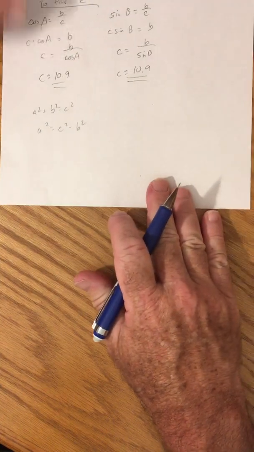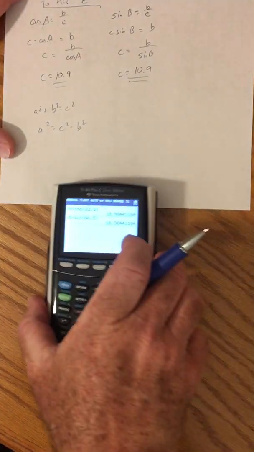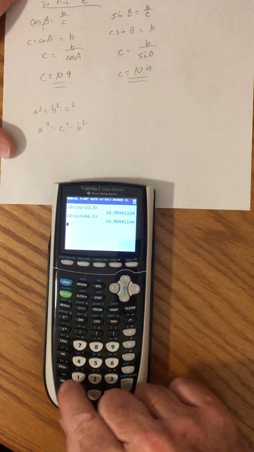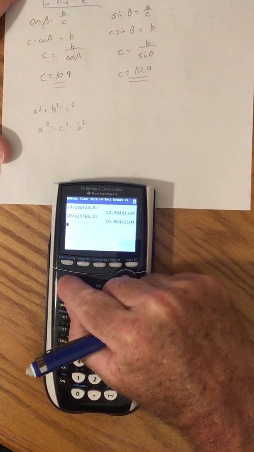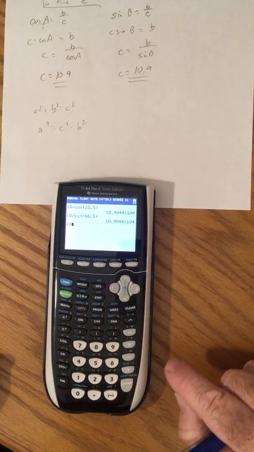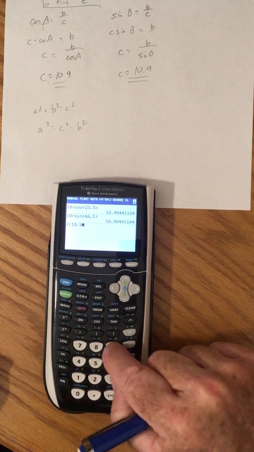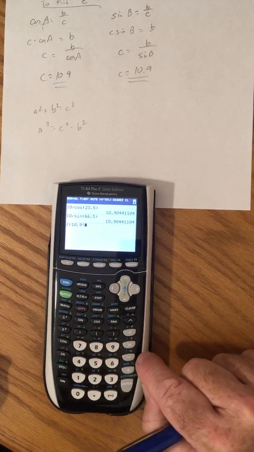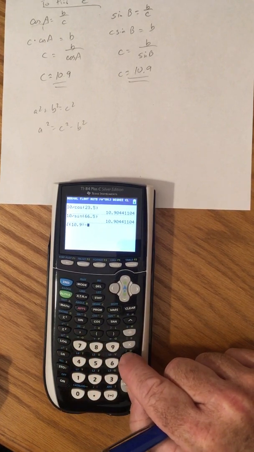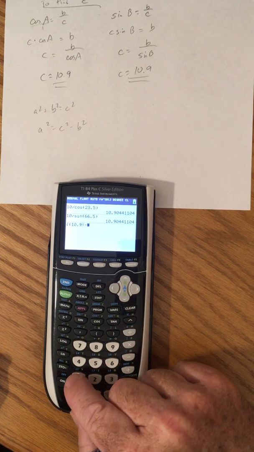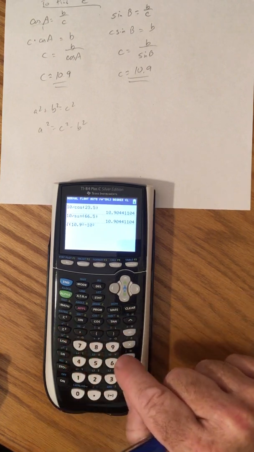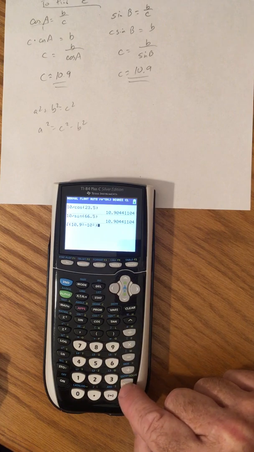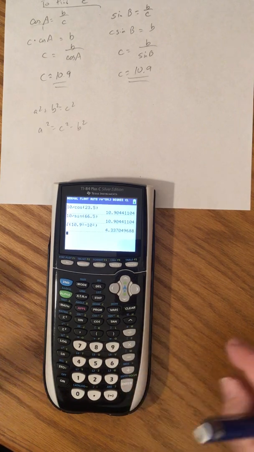Move this up so we can see this. Now I suggest doing this all at the same time. We're going to take the square root of C squared, which is 10.9 squared, minus B squared, which is 10 squared. And that will give me about 4.3.